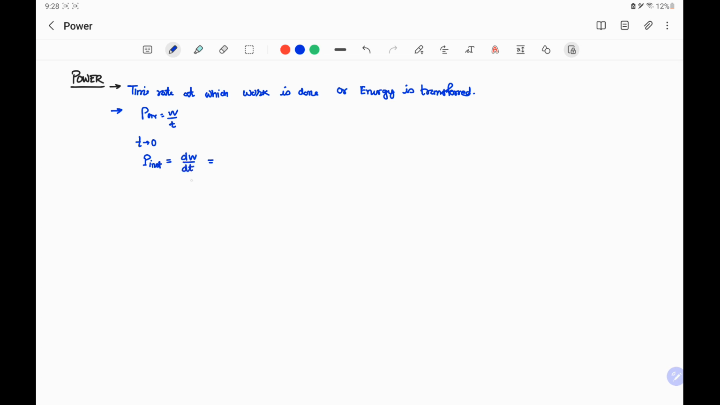And because we know that work is equal to force dot displacement, we can write it is differential of F dot S. And in this case, if we consider that this F, that is the force, is constant, in that case we can take this force out of the differential, so we can write it is F dot ds by dt. And this ds by dt is the velocity, so we can write it is F dot v. So instantaneous power is equal to F dot v when the force is constant.